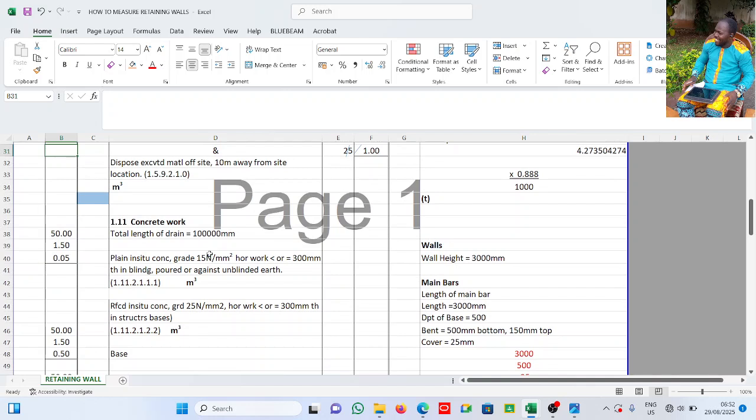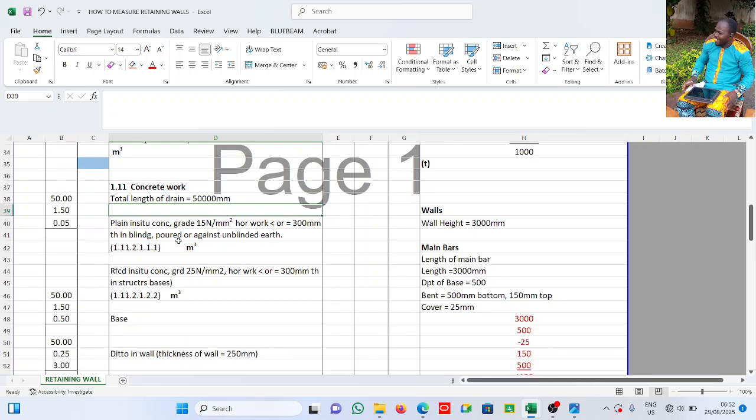All right, concrete works. This is still at 100 ml. Let me bring it down to 50,000. Now concrete works. We know the length of the retaining wall. We know the height. We know the thickness. We also know the base. Any retaining wall is a concrete structure.